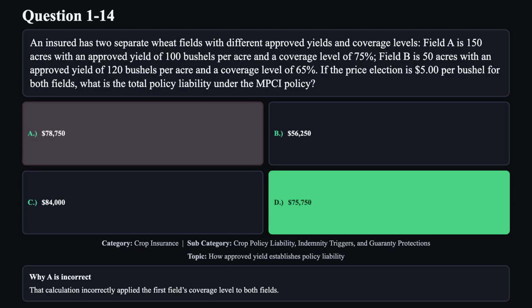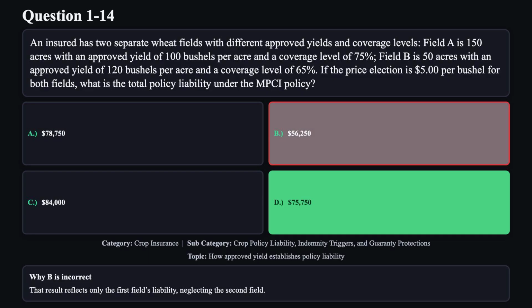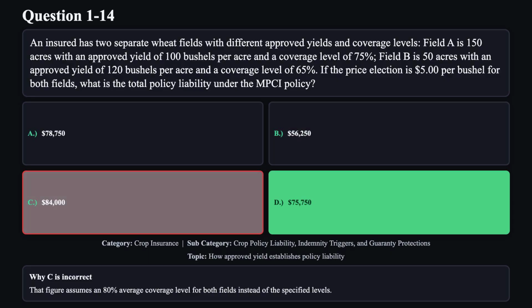Reason A is not correct. That calculation incorrectly applied the first field's coverage level to both fields. Reason B is not correct. That result reflects only the first field's liability, neglecting the second field. Reason C is not correct. That figure assumes an 80% average coverage level for both fields instead of the specified levels.